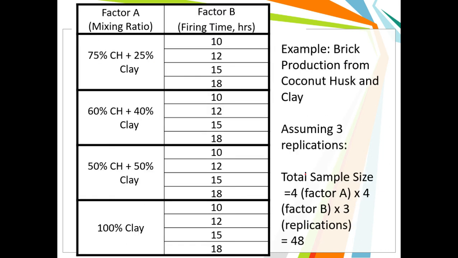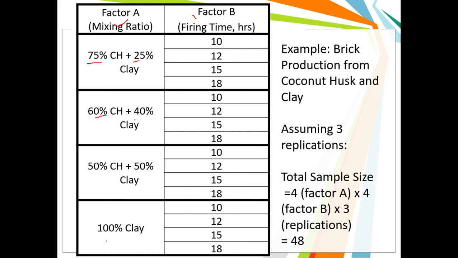Okay? So assuming ito yung ating study, kanina ulit, balik tayo dun sa bricks. So yung ating factor A, so the first independent is the mixing ratio. So ito ating mixing ratio ulit, 75-25, 60-40, 50-50, and 100.